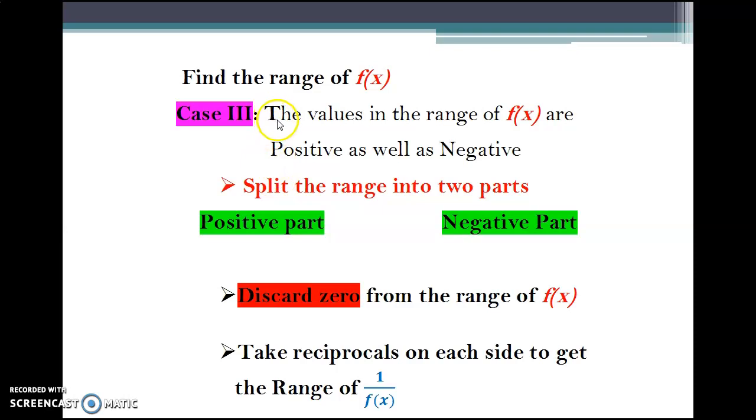Now, case 3, the values in the range of f(x) are positive as well as negative. In this case, we split the range into two parts, positive part and negative part. We discard 0 from the range of f(x) as the denominator of a real number is never 0. Again, taking reciprocals on each side to get the range of 1 upon f(x).